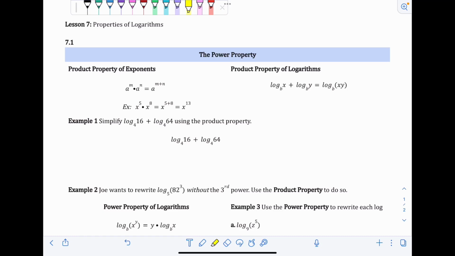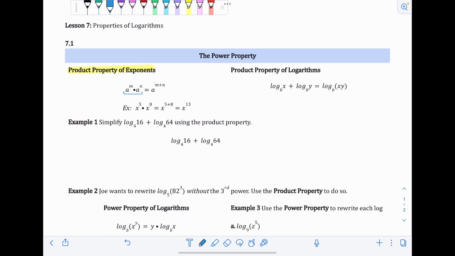Lesson 7 is properties of logarithms, and in 7.1 we're going to learn about the product property and the power property. Before we get into the product property of logarithms, I just want to review the product property of exponents. The formula is: if we have a to the m times a to the n, two powers that have the same base, a and a, then we can condense it by adding the exponents. So it's simplified down into a raised to the m plus n.